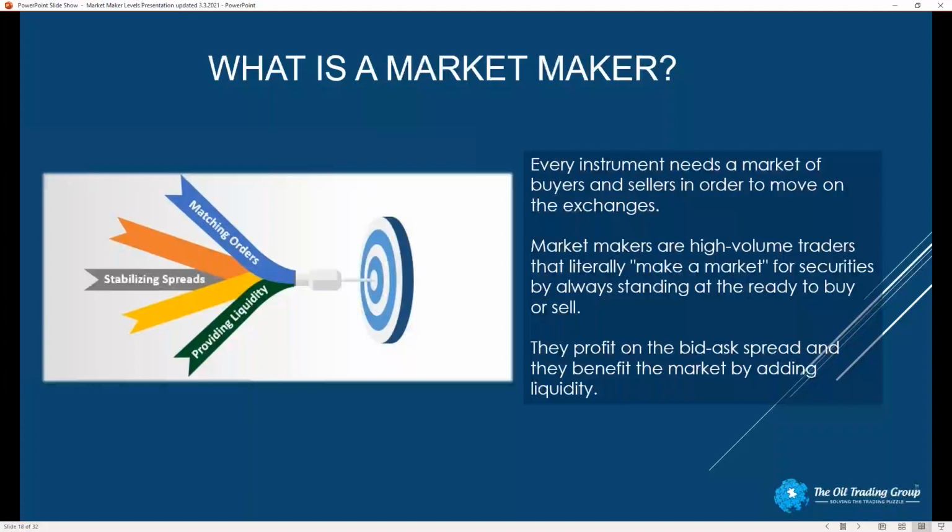All right, so let's talk about the levels. First of all, what is a market maker? Every instrument needs a market of buyers and sellers in order to move the exchanges. When they were on the floor, market makers were high volume traders that literally made a market by always standing at the ready to buy and sell. If they did not fulfill that purpose, the bid-ask spreads would be extremely high. Their job was to profit and provide liquidity on the bid-ask spread.